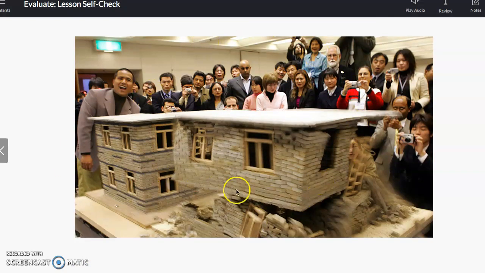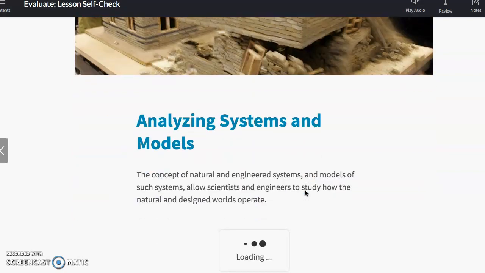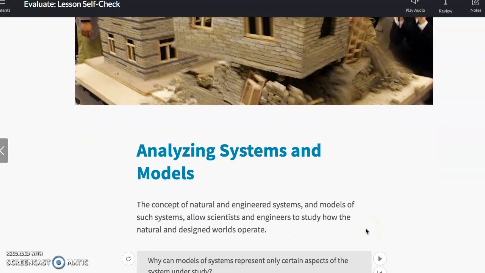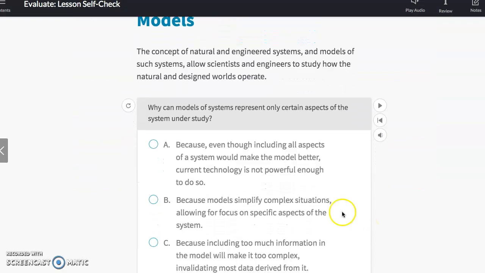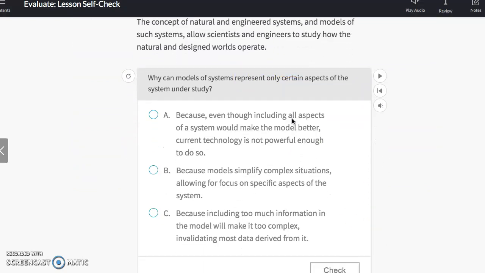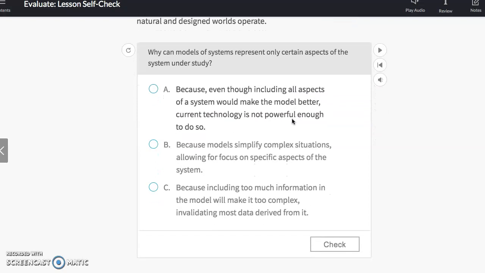Okay, here's the same picture from before with the earthquake-proof house and the not earthquake-proof system and the different models that you can use for that. So I want you to analyze this system. Why can models of systems only represent a certain aspect? Why can't it tell you everything you need to know about the system?